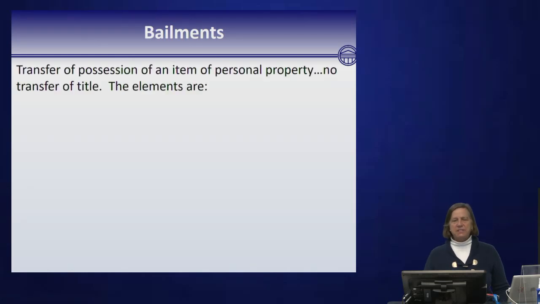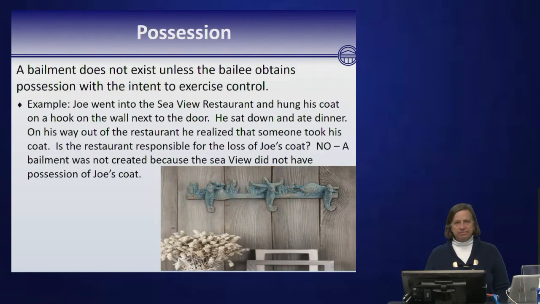Bailments. A bailment is a transfer of possession of an item of personal property. There's no transfer of title, just transfer of possession. We'll go through the elements one by one, but they are possession, consent, and knowledge. Possession. A bailment does not exist unless the bailee obtains possession with the intent to exercise control over that item of personal property.